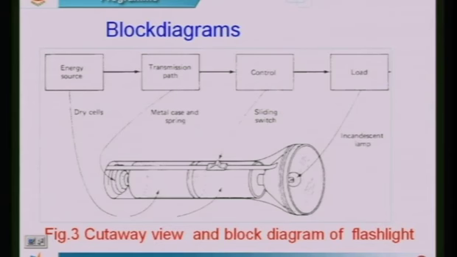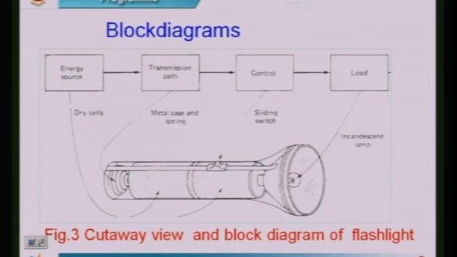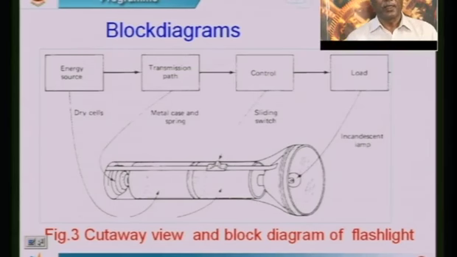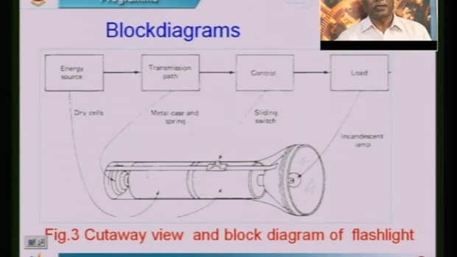The figure shows the block diagram of a simple flashlight, where, say, this is the energy source. As you are aware, a flashlight contains the cells, a lamp, and a switch, and all these are connected through connecting wires, and that has been shown here by the block diagram. This is the energy source, that is nothing but the dry cells. Then the transmission path is the connecting wires. The switch is indicated by the control block, and the lamp or the bulb is indicated by the load.